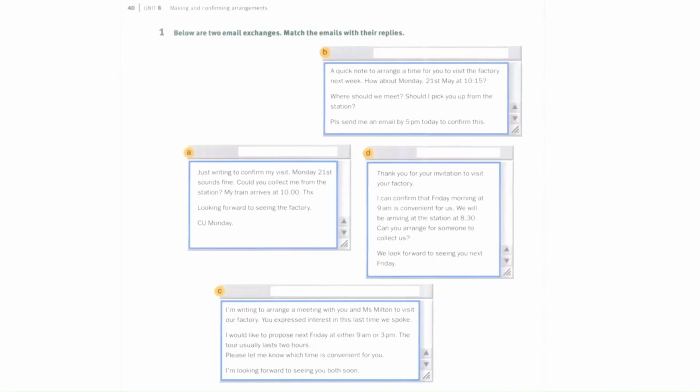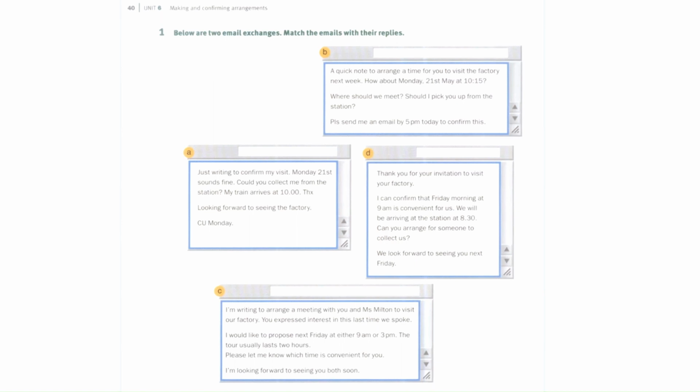I'm now sourcing this page from English for Emails by Oxford University Press. This is a publication I frequently use in my business English courses. In this section, let's focus on how to make and confirm arrangements. Here are 2 email exchanges. Read them and match the emails with their respective replies. Take some time to do that now.